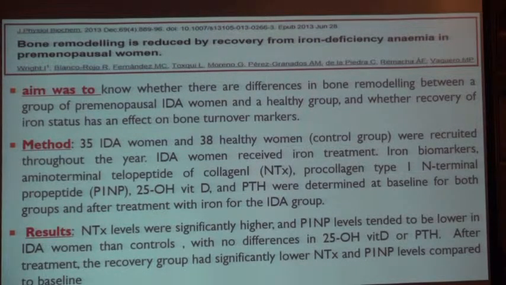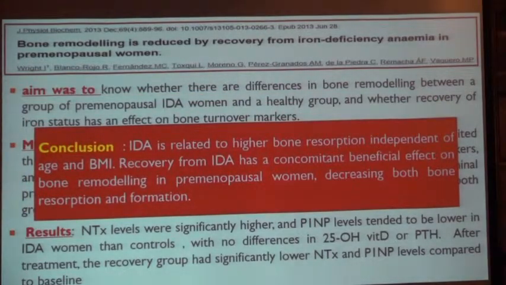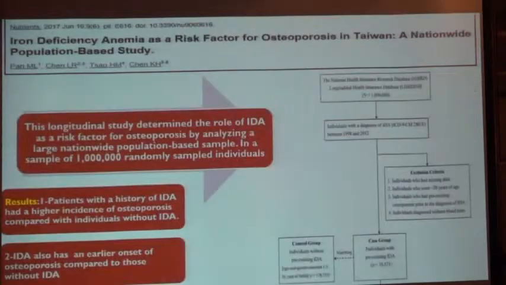What did they find? They found that the markers of bone formation are decreased in iron deficient anemia, and the markers of bone resorption increased. After therapy, the markers of bone formation and bone resorption decreased. They concluded that iron deficiency anemia is related to higher bone resorption independent of age and body mass index, and recovery of iron deficiency anemia has a concomitant beneficial effect on bone remodeling in premenopausal women, decreasing both bone resorption and formation.